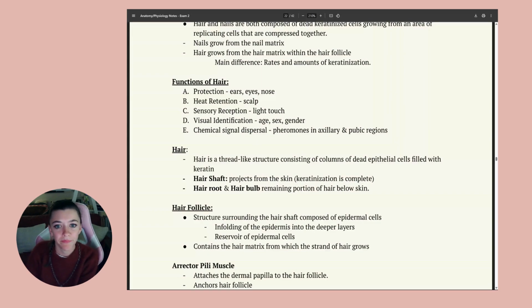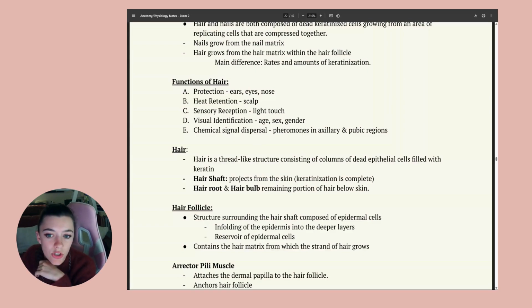Heat retention. Yep, that's your hair coming out of your head. Helps keep in the heat there. Sensory reception, light and touch. Oh yeah, so like on your arm, if you barely hover over it and you touch just the hairs, you can feel that. They don't have to touch your skin, they can touch your hairs, and you'll know that something is there. It's like a whisper in the night. Shh.